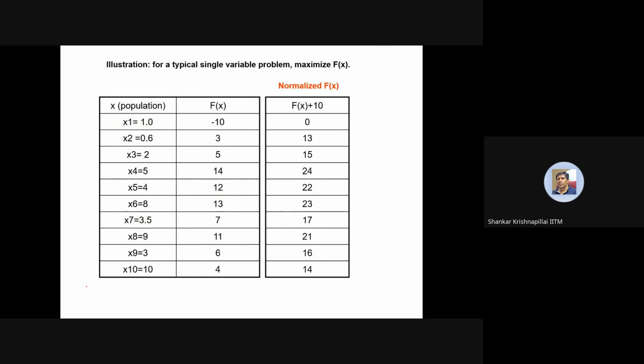So what is done is that you add plus 10 to all numbers. Now this has become 0, 13, 15, 24, etc. This has been reduced to 0, and all the other objective function values have been added by plus 10. So there is no discrimination; it is the same relative difference in the objective function values. This is the first step.